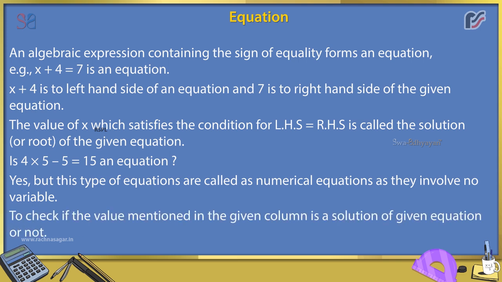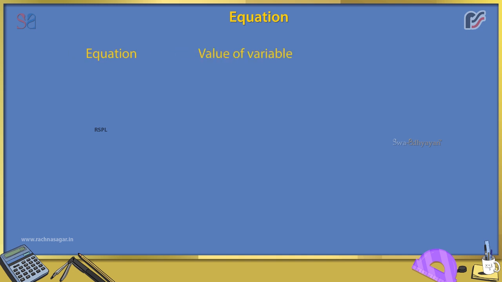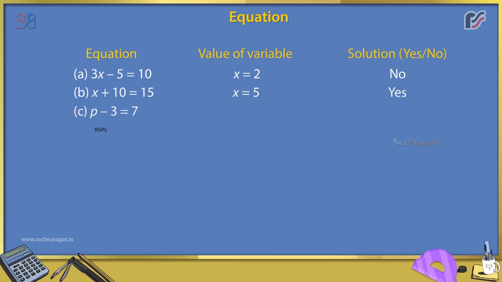To check if the value mentioned in the given column is a solution of the given equation or not. Equation, value of variable, solution, yes or no. A. 3x minus 5 is equal to 10, x is equal to 2. No. B. x plus 10 is equal to 15, x is equal to 5. Yes. C. p minus 3 is equal to 7, p is equal to 8. No. D. 2p plus 3 is equal to 15, p is equal to 7. No.